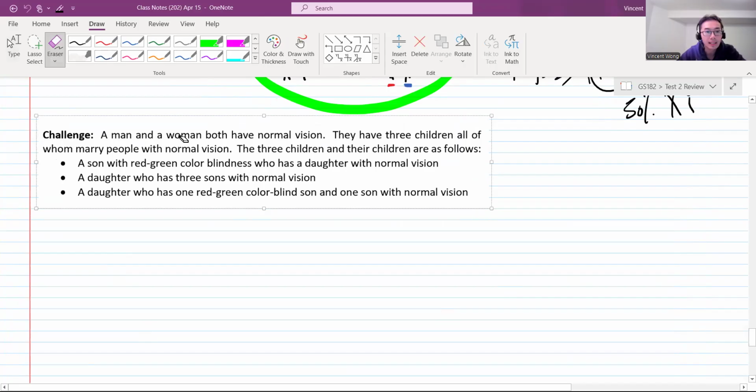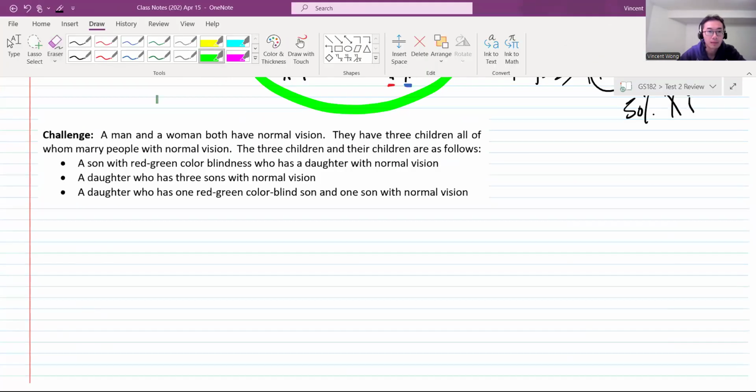So a man and a woman both have normal vision. They have 3 children, all of whom marry people with normal vision. So let's start small. A man and a woman have normal vision. Right here, man and woman both have normal vision.